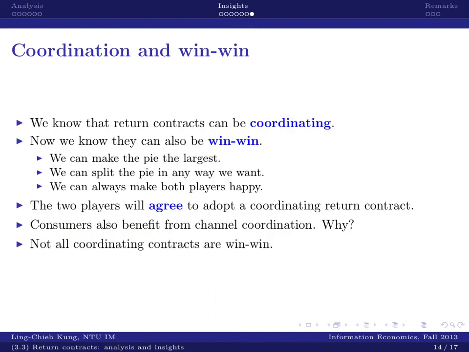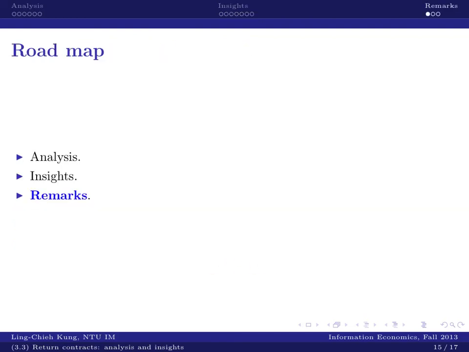Okay, if you do some more study here, you will see that there are some other coordinating contracts, and not all of them are win-win. So the win-win condition here, or arbitrary profit splitting, is important for a coordinating contract, because if we want the coordinating contract to be feasible or practical, we need to have this win-win condition.